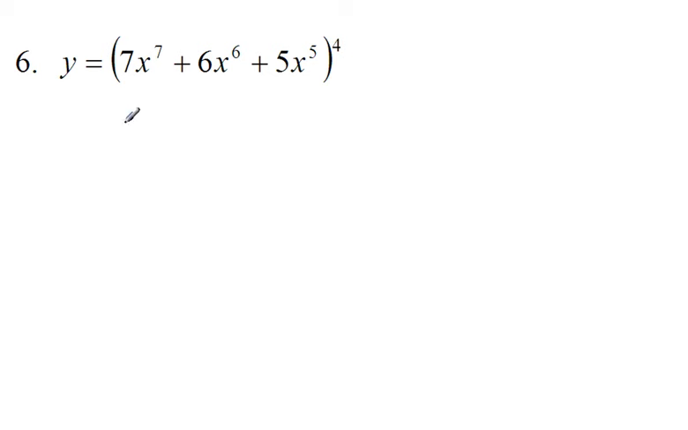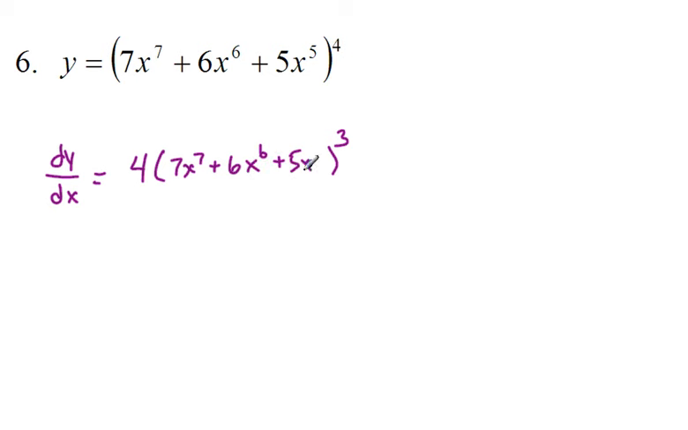Right. This next one, number 6, is the power rule inside and out and chain rule. dy/dx first, our outside function is something taken to the fourth. So that's 4 times that something to the third. We'll put the something back in here. And then the times the derivative of the inside.